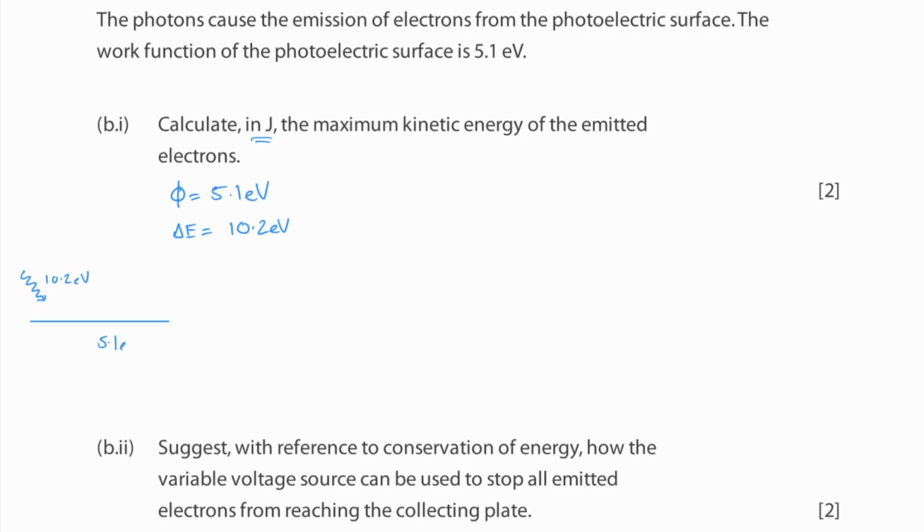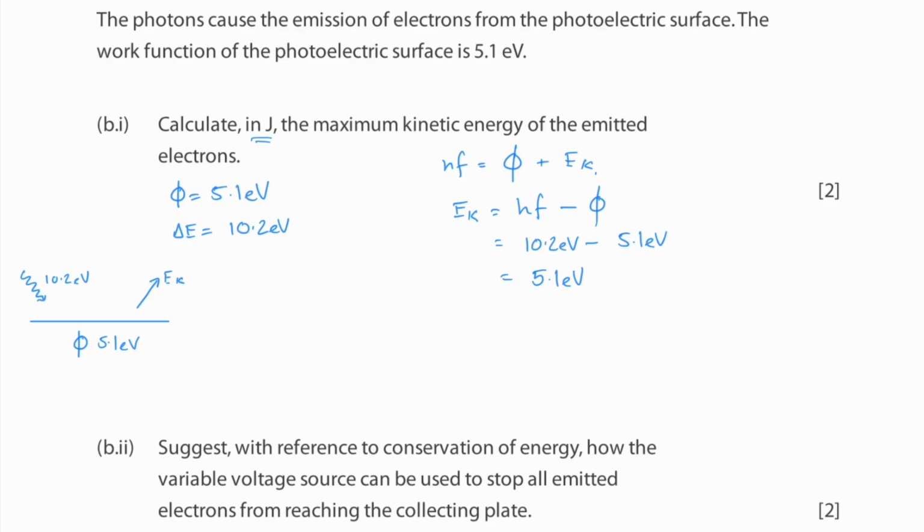5.1 electron volts is used to release that electron from this photoelectric surface, and then any energy left is released as kinetic energy. And that takes us to the photoelectric effect equation. hf equals the work function plus kinetic energy. We want to find out what kinetic energy is, so EK equals hf minus the work function. hf is the energy of the photon, so equals 10.2 electron volts minus 5.1 electron volts, which gives us a value of 5.1 electron volts.